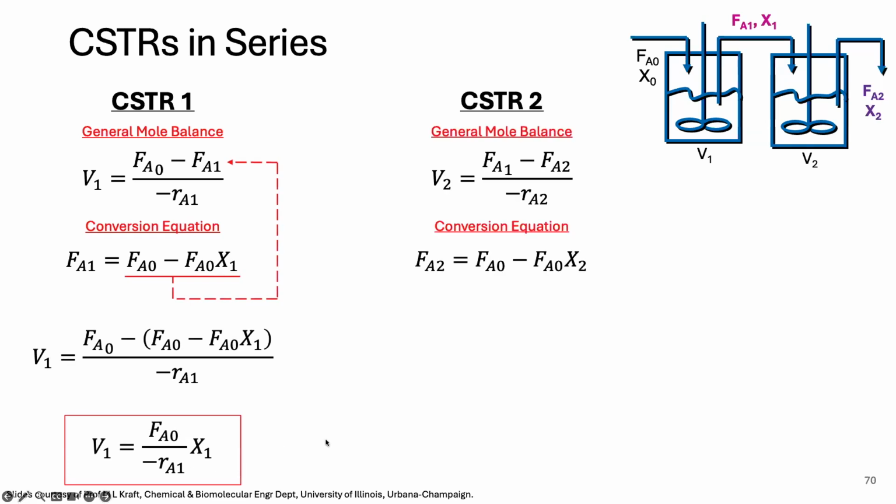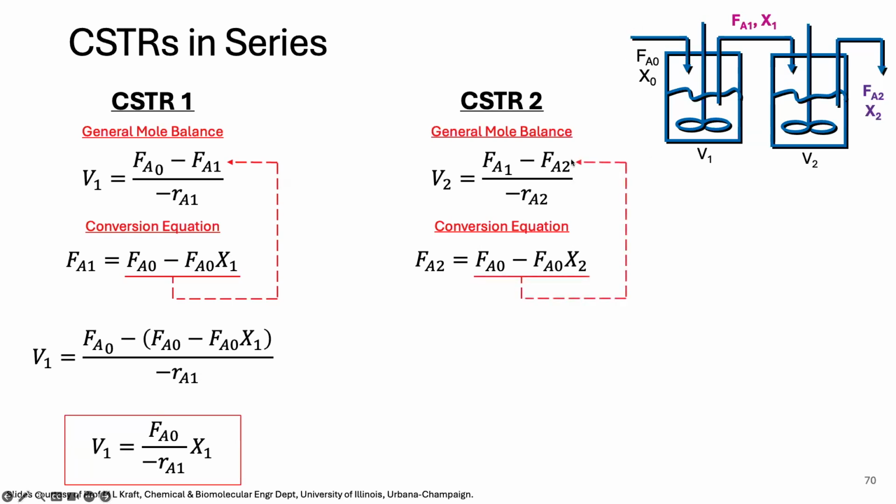Now, what about CSTR 2? We have our general mole balance. In this case, what's coming in is what's leaving the first reactor, and we're going to substitute in our conversion equation. Again, it relates to what's initially coming in the original feed stream.